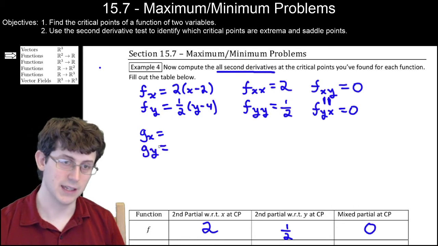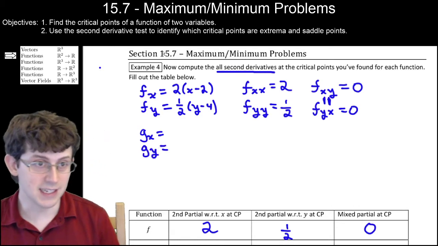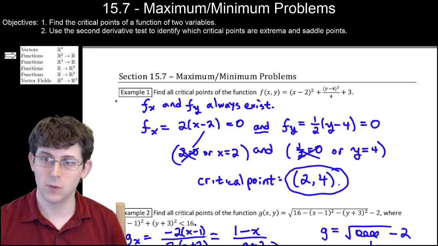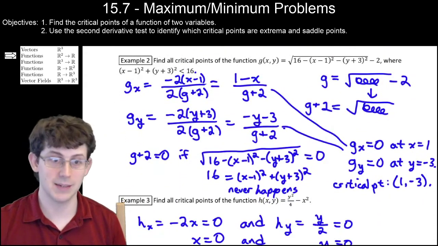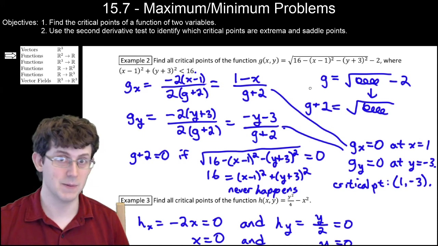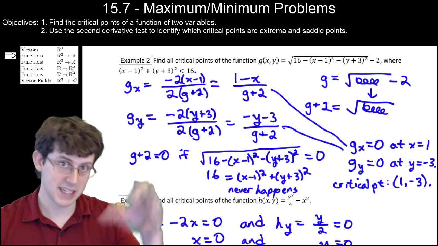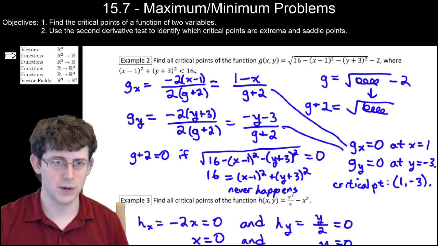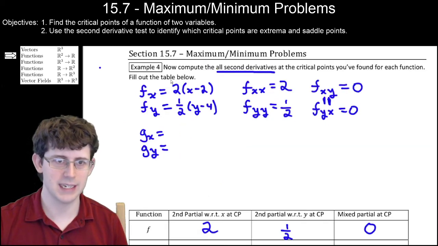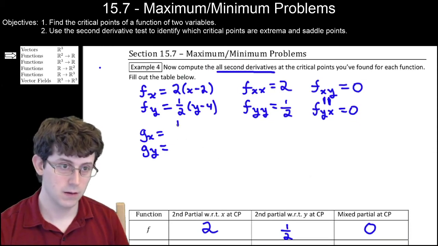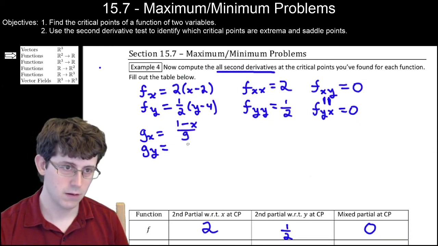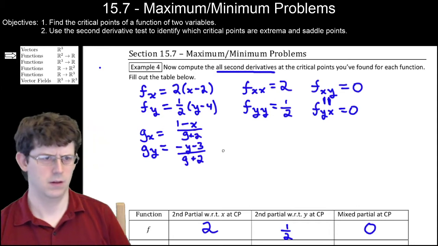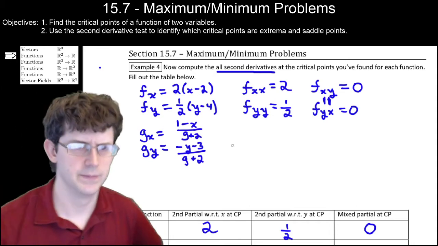Okay, why are we doing this? What's the point? The second derivative test is going to be the way that we tell whether a critical point is a maximum or a minimum, or maybe we don't know. So we want to investigate all these second derivatives to see what happens. Here, gx was 1 minus x on top, and gy was minus y minus 3. It's kind of a mess.